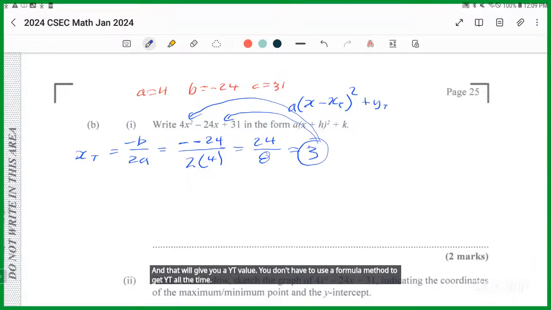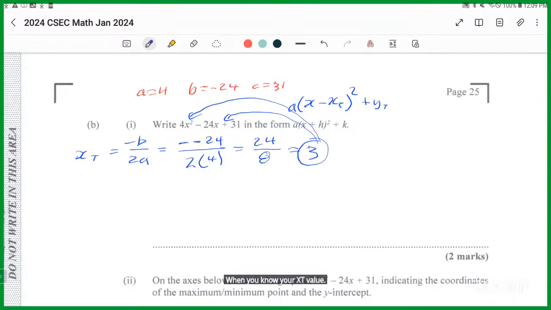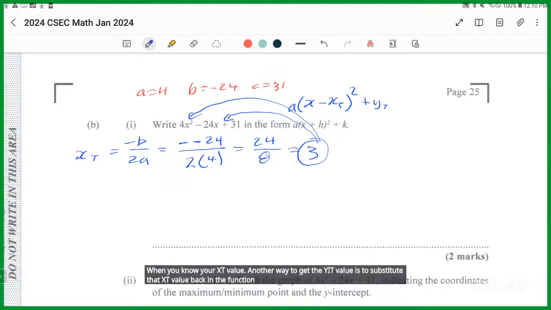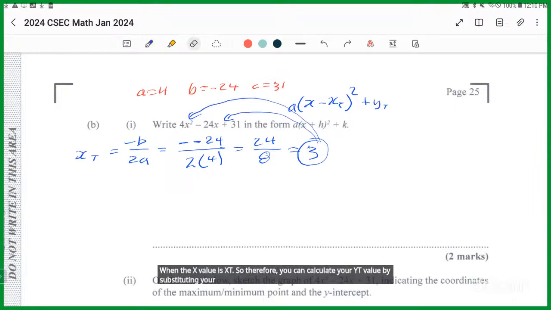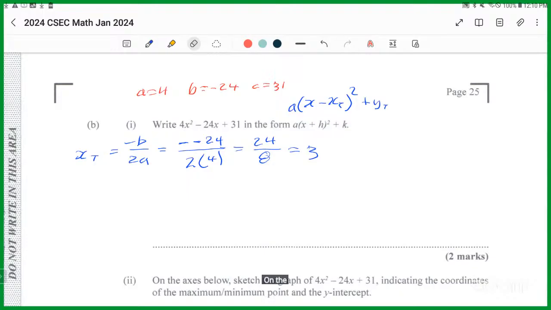When you know your xt value, another way to get the yt value is to substitute that xt value back in the function. Because remember now, xt and yt is at the same point, you know. Yt is the y value on the function when the x value is xt. So therefore, you can calculate your yt value by substituting your xt value on the function. So let's do it here.